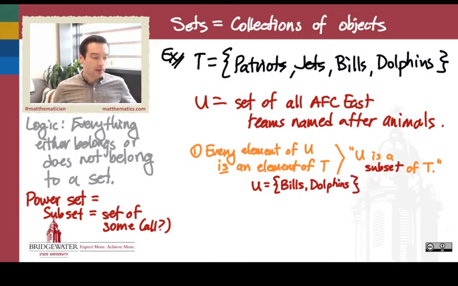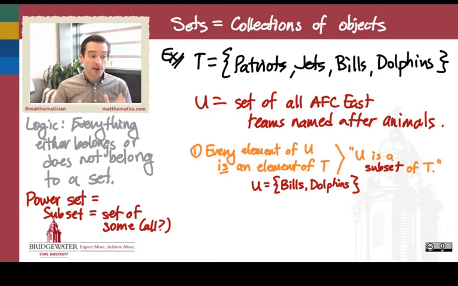So here, Bills, Dolphins, that's a subset of T, right? And it's a subset, again, because every one of the elements of U is also one of the elements of T. Now, there happen to be some elements of T that are not represented here in U, right? The Patriots and the Jets. But that's okay, right? All we are claiming here is that this U is a subset of this T. It doesn't have to go both ways. In fact, the only way for it to go both ways is if the two sets are actually equal. And that's what we mean by sets being equal, is that every element of one of them is also an element of the other. But in this example, U is a mere subset of T, because every element of U is also an element of T, even though it doesn't go the other way.